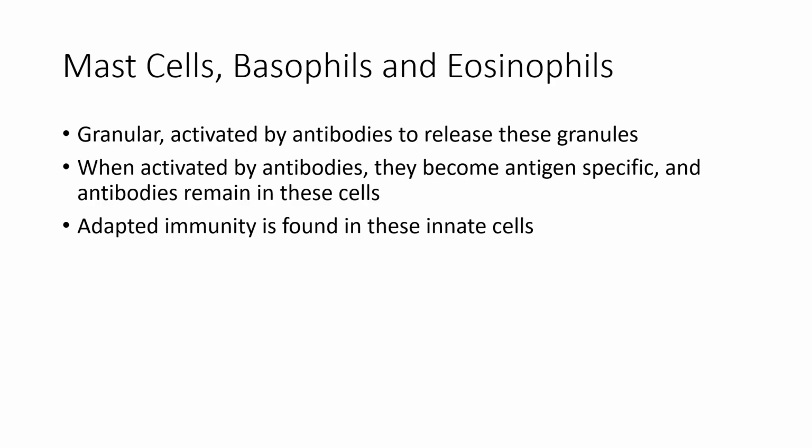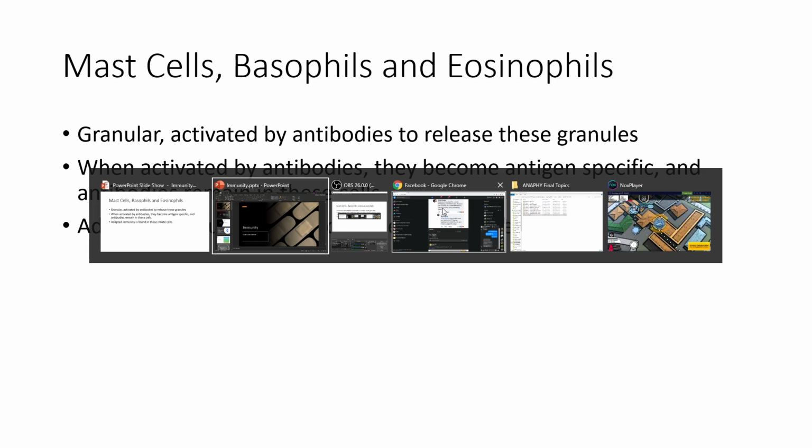Then we have our mast cells, basophils, and eosinophils. These are granular, activated by antibodies to release these granules. When activated by antibodies, they become antigen specific, and antigens remain in these cells. Adaptive immunity is found in these innate cells.